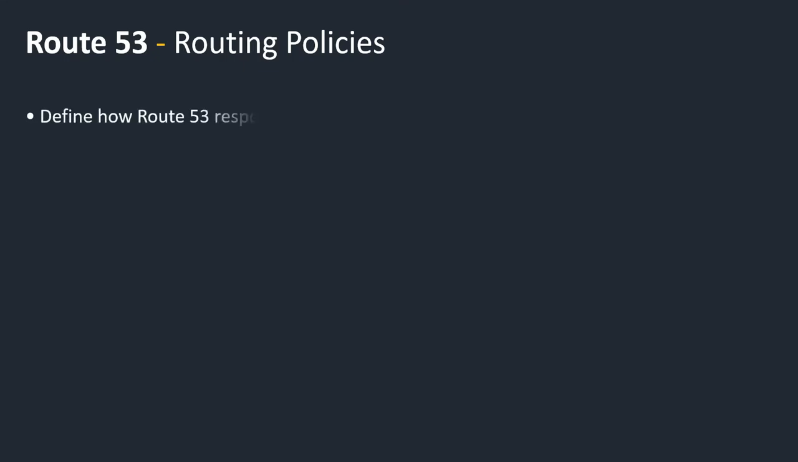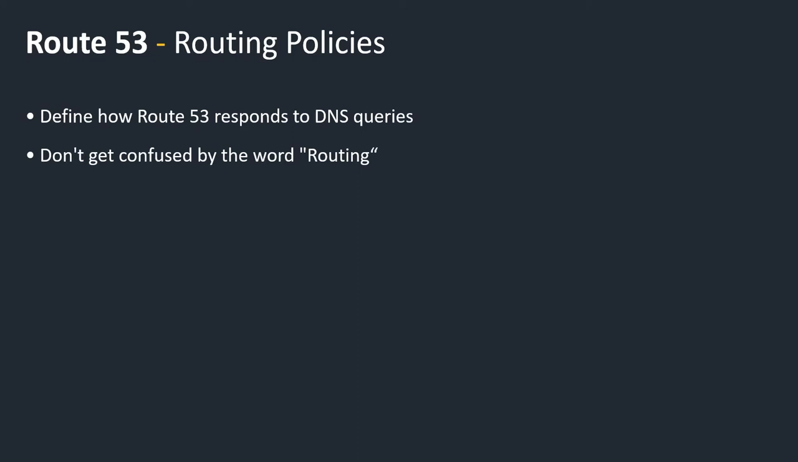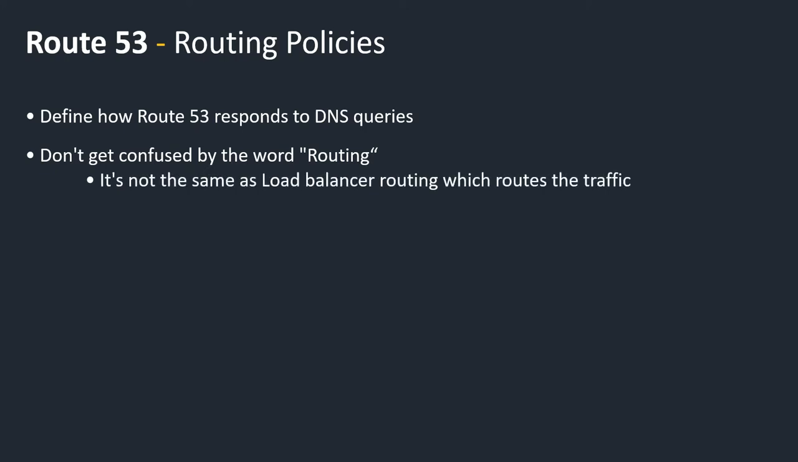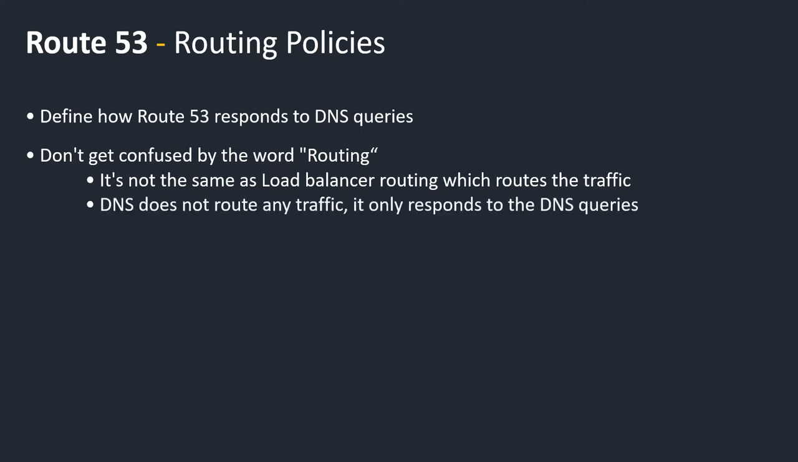A routing policy is helping Route 53 respond to DNS queries, and we should not be confused about the word routing. This is not like when you have a load balancer and the actual load balancer will route traffic to the backend EC2 instances. No, this routing is from a DNS perspective. The DNS does not route any traffic. The traffic does not go through the DNS.